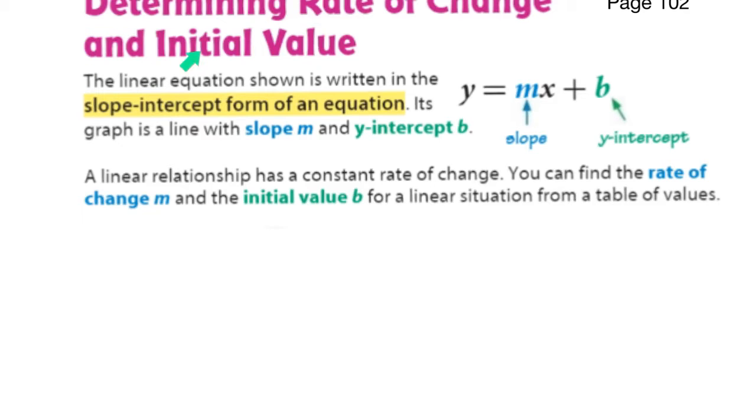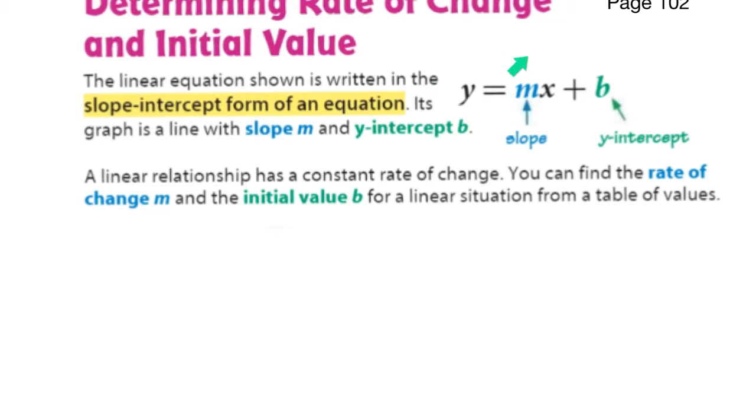So, determining the rate of change and initial value. This is the slope-intercept form of the line. The M tells you the slope, the B is the intercept. They also refer to M as the rate of change. Now, you've heard that term before. They also refer to the B as the initial value, so where you actually begin your graph, the initial value.